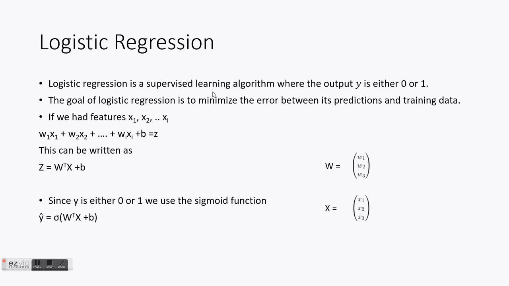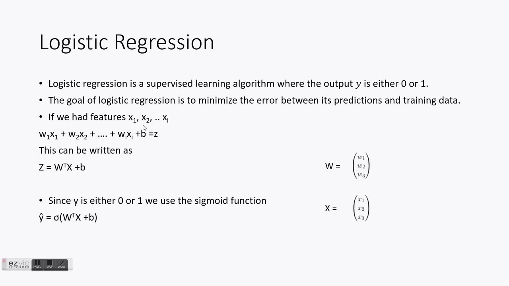That is, the data set is labeled. That is, we already have a data set where for every set of inputs we know the corresponding output, which is either a 0 or a 1. And the goal of logistic regression is to minimize the error between its predictions and the actual data.